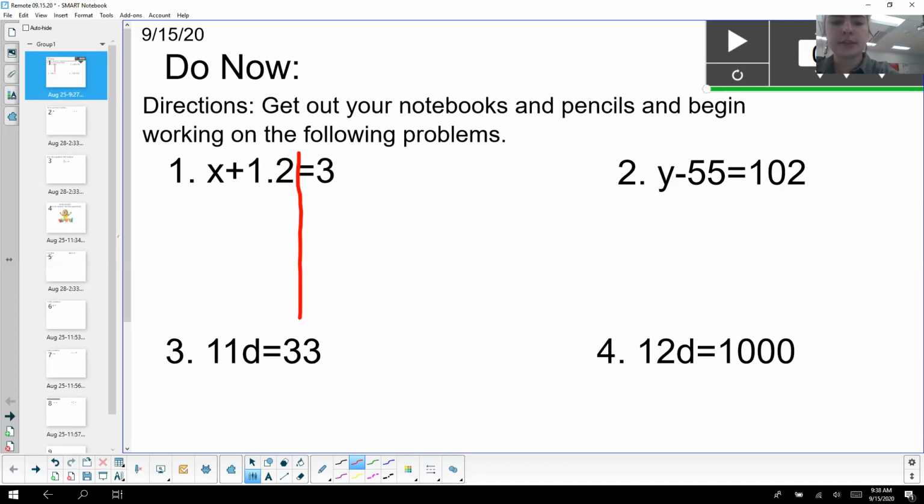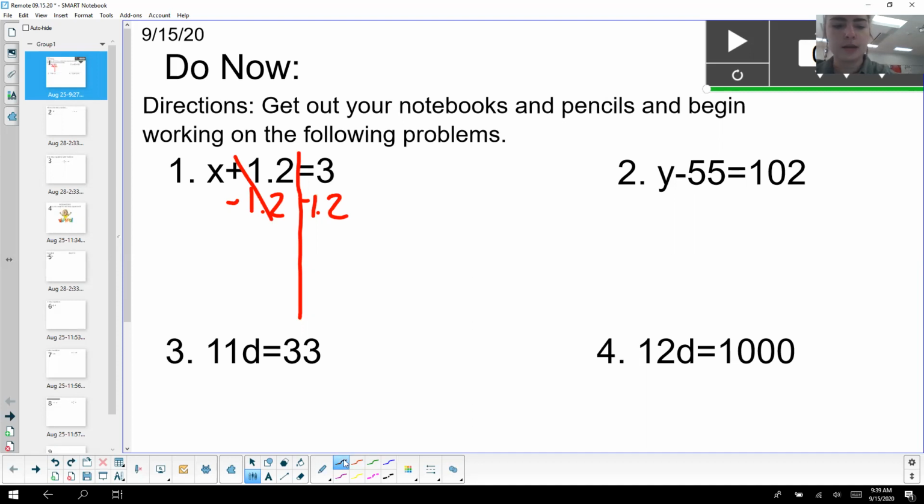Next, I know I need to get this x isolated all by itself. So what I need to do is take 1.2 away from both sides. The reason I'm subtracting is because in order to get x by itself, I'm going to use the opposite operation. In the lesson yesterday, I talked about the 4 basic operations: addition, subtraction, multiplication, and division. The opposite of addition is subtraction. So if you add something and then take it away, it cancels. That's why we're canceling that 1.2.